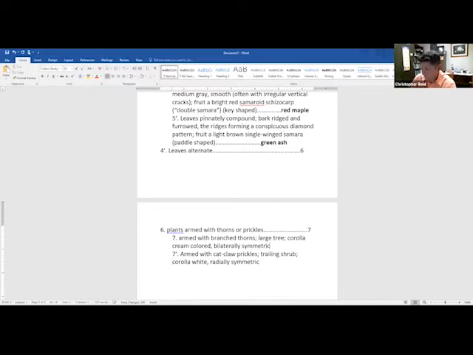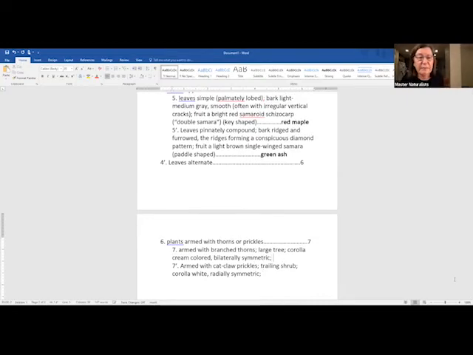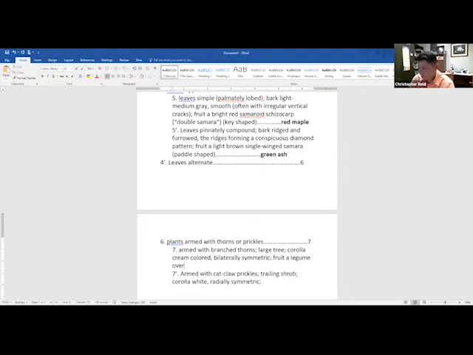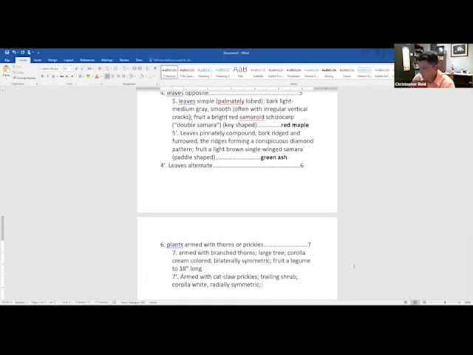What else? Donna is saying that one would be a legume. Okay. Growth habit. The honey locust. All right. So fruit, a legume to 18 inches long. Fruit an aggregate of drupes.